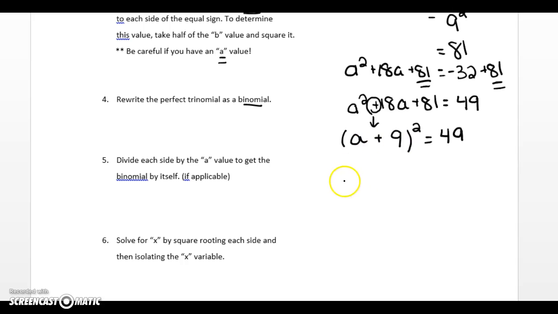So we're going to take the square root of each side. That's going to cancel that square there. So we're left with a plus 9 on your left side and on your right side. And this step here is very important. When you're taking the square root, you could have either a positive or negative value, and you don't know which one, so you have to state plus or minus 7.